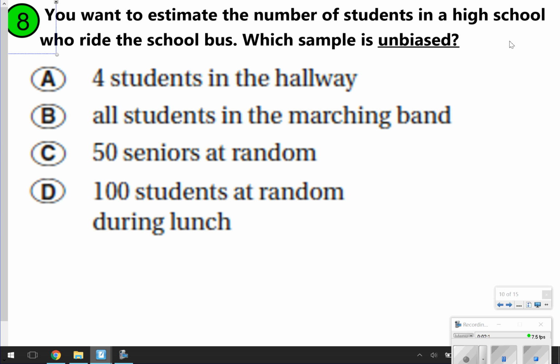Here we go. For number 8, you're just answering a multiple choice question. You want to estimate the number of students in a high school who ride the school bus. Which sample is unbiased? Go ahead and pause the video and try your question.